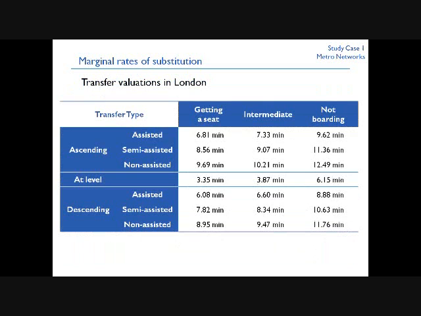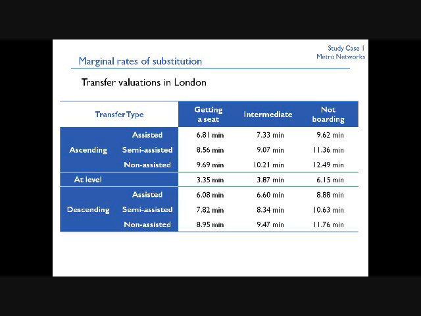So before, I mentioned the basic transfer. Let's analyze all the different transfer types based on our definitions. We can have transfers ascending, at level, or descending. Those can be assisted, semi-assisted, or not assisted. And after the transfer, we can maybe get a seat, or not be able to board. And all these possible combinations give different transfer valuations.